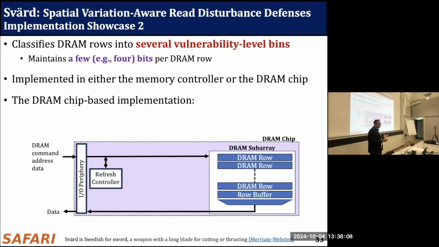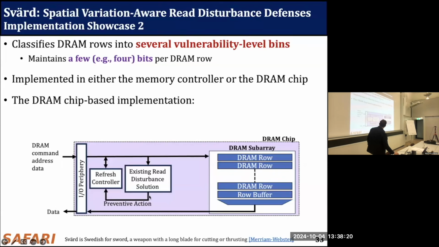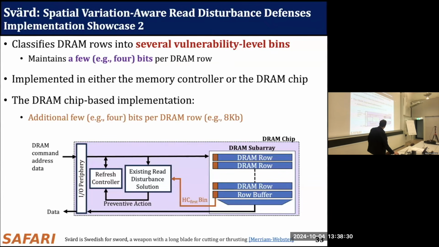And if you implement this inside the DRAM chip, then this is how it looks. Inside the DRAM chip, you have an I/O periphery, you have a refresh controller, and then you have your existing read disturbance solution here that enqueues some refresh requests, and you have your DRAM subarray here. This is one way of implementing it. You can implement it in many other ways. In architecture, we usually have several different solutions. You can explore the design space and find Pareto optimal points. But this is just one example.